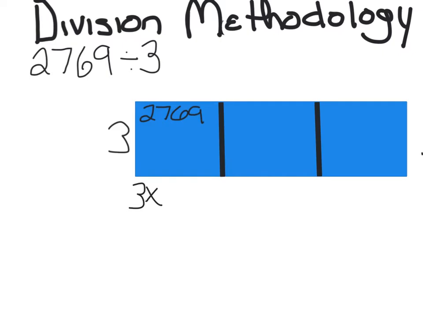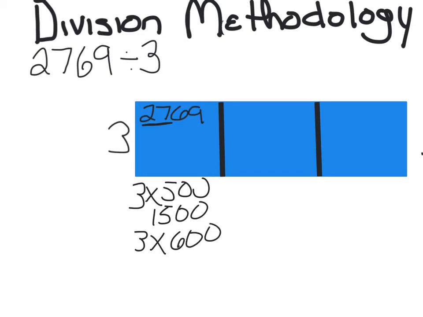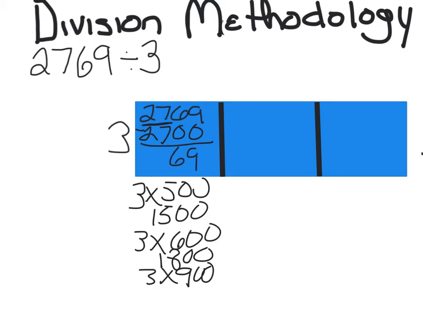We're going to try to get to 2,000 to 2,700, something like that. So we're going to be working with some large numbers. We're going to be talking about this 3 times 500 is 1,500, 3 times 600 is 1,800. And of course, we're going to finally get to the point where we have 3 times 900, which will give us our 2,700. Then we do our subtraction, leaves us with 69.